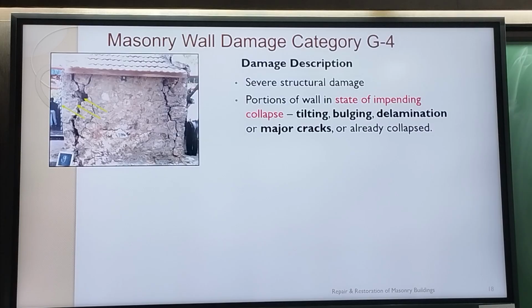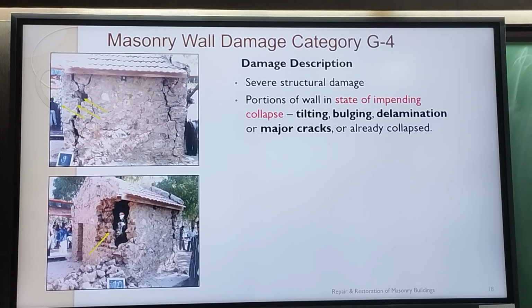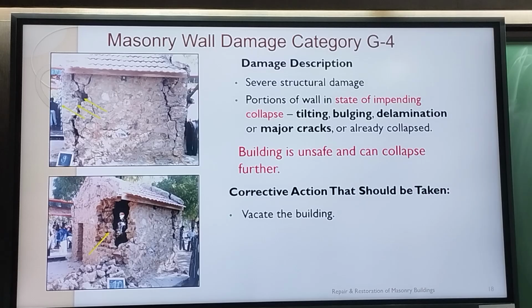Alright? So this is the state of impending collapse. Or some chunks have already collapsed, like you see here. So this is all G4 damage. So of course the building is unsafe, can collapse further. And of course it has to be vacated.